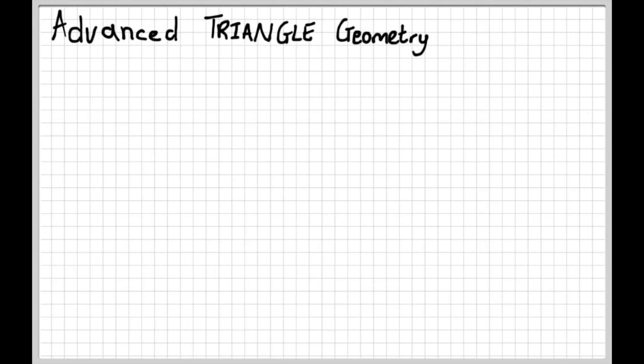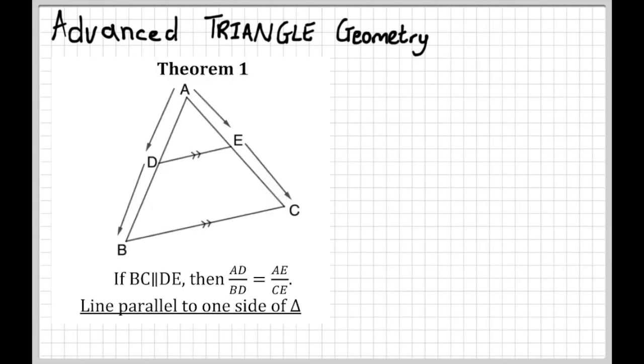So let's quickly start by looking at theorem 1 of 3 that will be asked. Okay, so let's look at the first theorem. The first theorem says that if BC is parallel to DE, then the ratio of AD over BD is the same as the ratio between AE over EC. And the reason we want to give the examiner is that it's a line parallel to one side of the triangle.